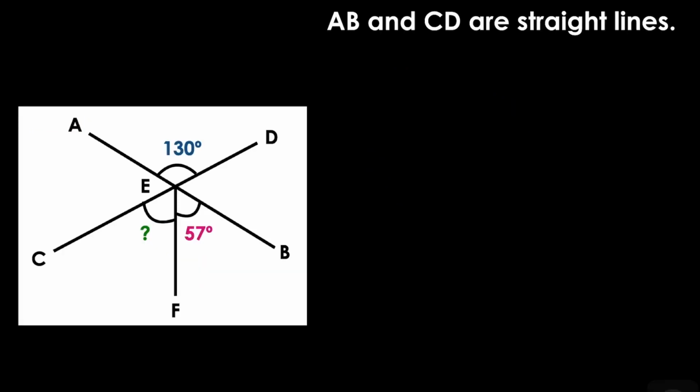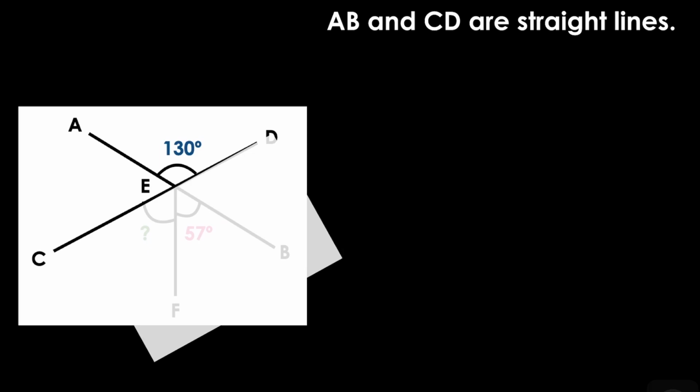Let's try a more complex example. AB and CD are straight lines. We have to look for angle CEF. Dealing with complex figures might be overwhelming at first, but we have to find a way to make this figure more manageable for us. It says that CD is a straight line, so we can probably look at that line first.